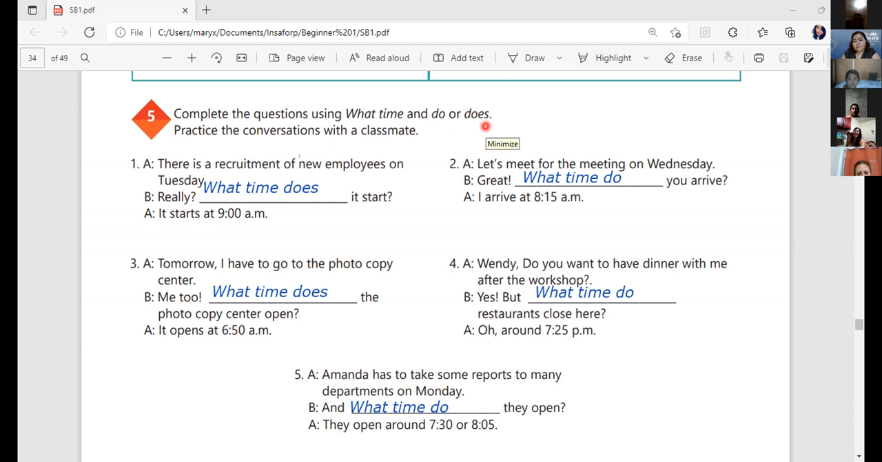There is a recruitment of new employees on Tuesday. Really? What time does it start? It starts at... Elsie, you are letter B. It starts at 9 a.m. Okay, it starts at 9 a.m. Very good. Number two, Wendy and Caroline.